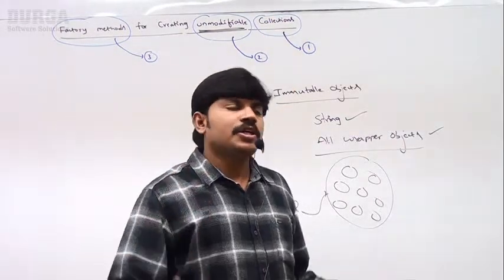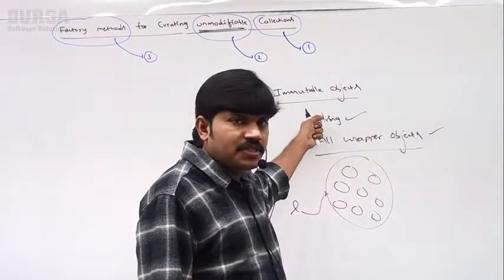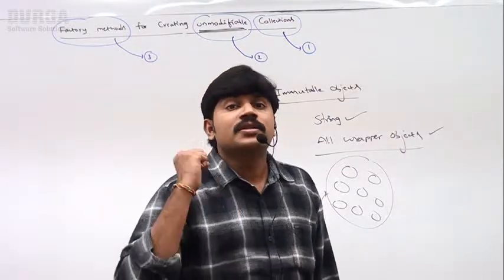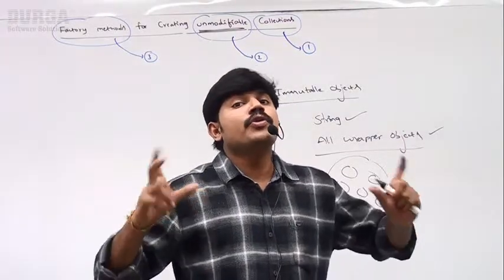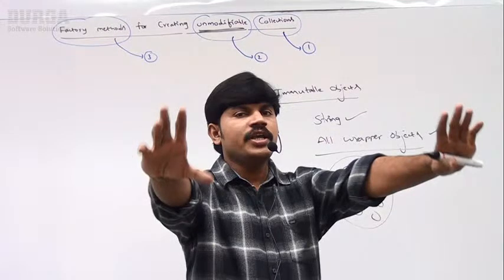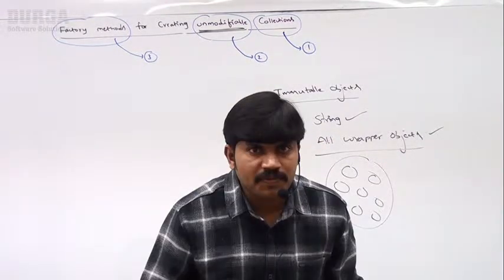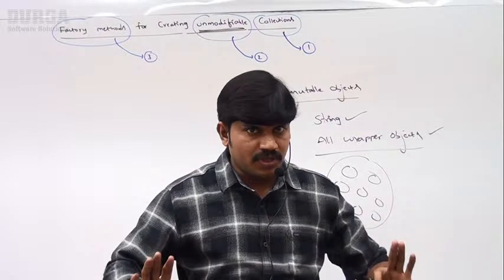Immutable object. It may be a collection object, a string object, a wrapper class object, or a student object, customer object also. Sir, what is the meaning of immutable? We can't change the content of this object. Such a nature is by default considered as what? Immutable. Clear? Are you getting it right?